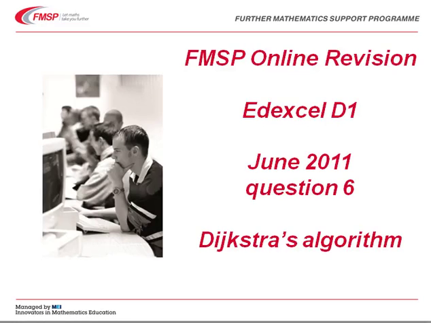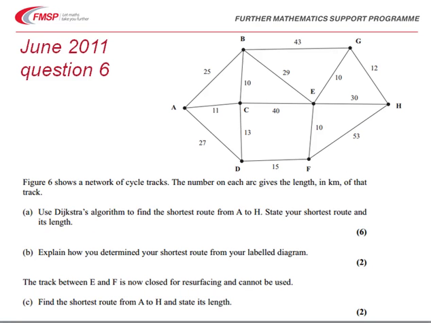In this video I'm looking at the solution to question 6 of the June 2011 Edexcel D1 paper, and the topic of this question is Dijkstra's algorithm. The question talks about figure 6, which is given to us in the paper, and it says it shows a network of cycle tracks. The number on each of the arcs gives the length in kilometers of that track.